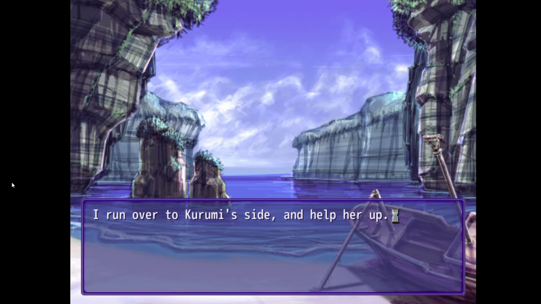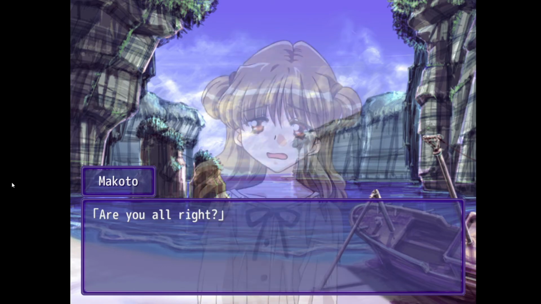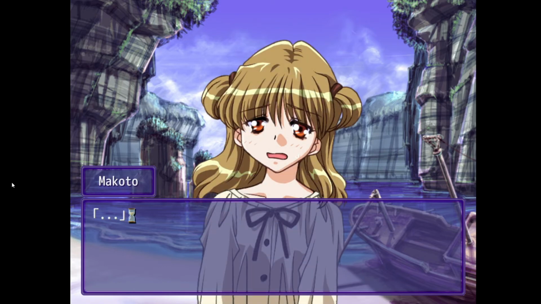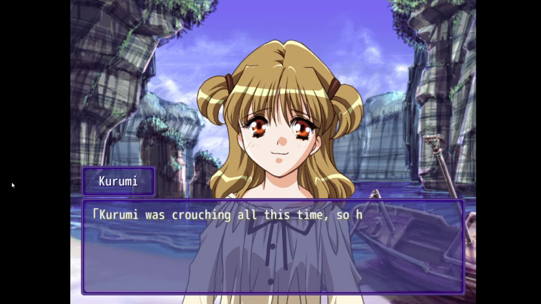I run over to Kirumi's side to help her up. Kirumi looks at me, her face covered in sand. Are you alright? Kirumi was crouching all this time, so her legs fell asleep. Okay.